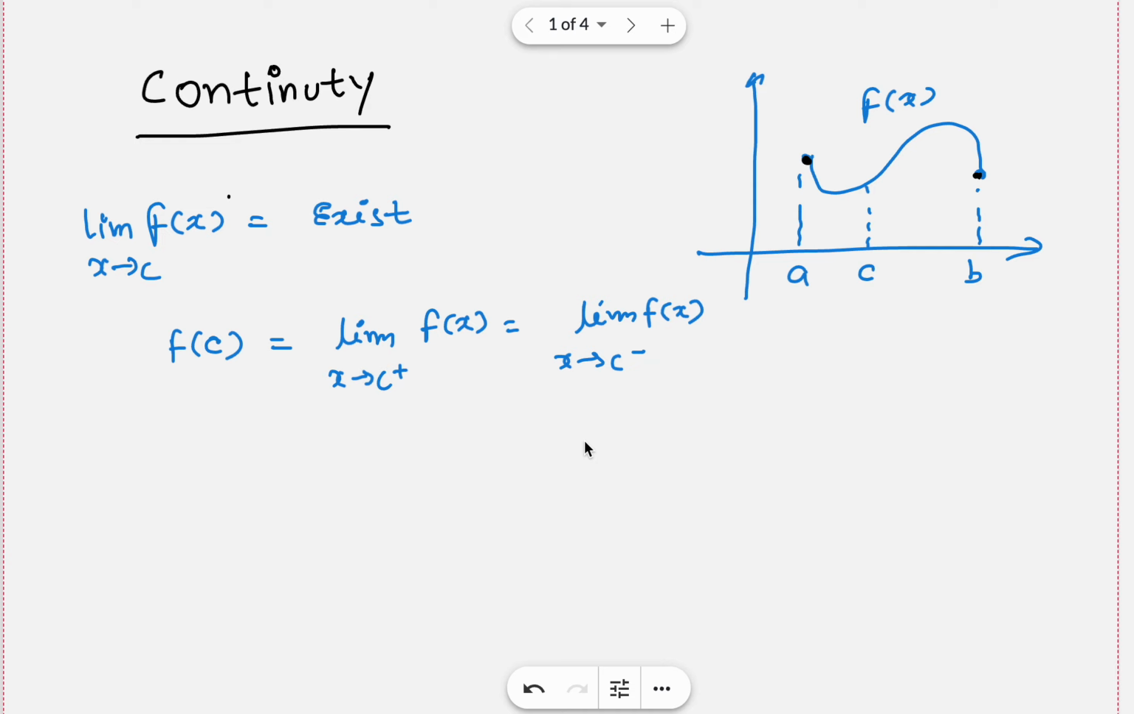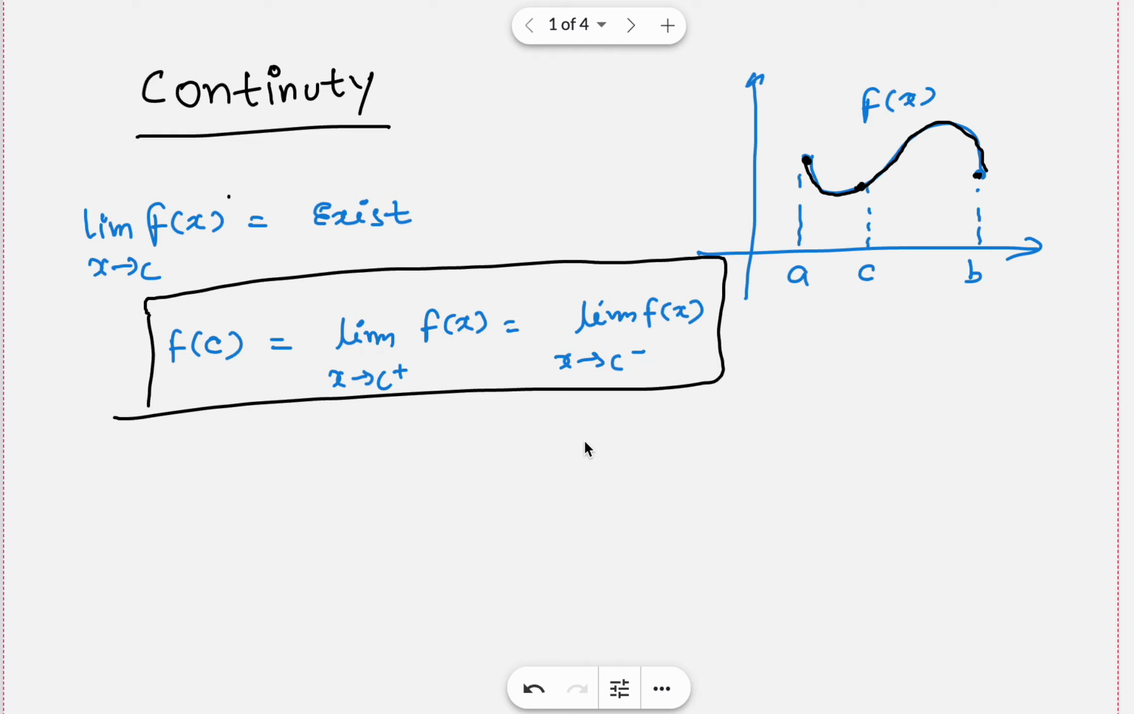Now for a function to be continuous, the limit should exist at that point. If I want to determine whether f(x) is continuous at the point c, at that point the limit should exist, and f(c) should be equal to the right hand limit and the left hand limit. So that is known as the function being continuous.